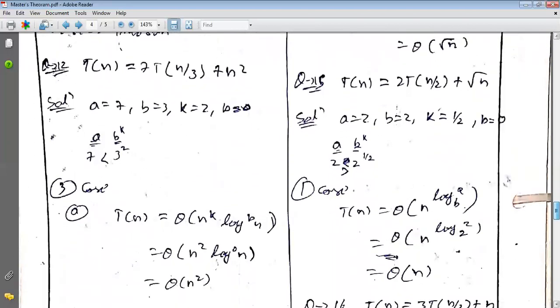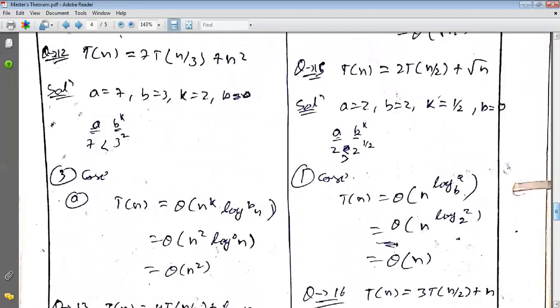What is the next question? This is the next question that we have: Tn equals 2T(n by 2) plus root n.